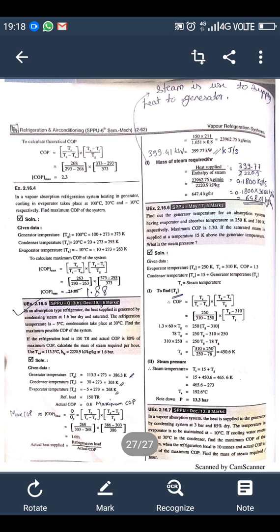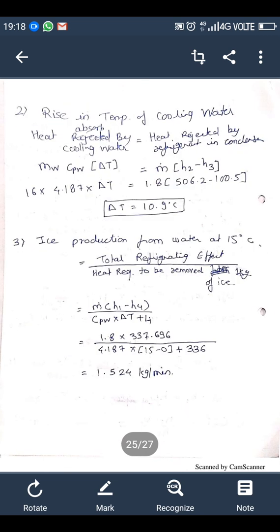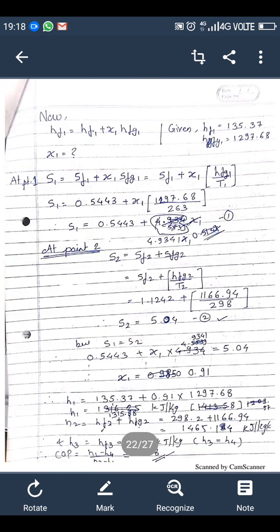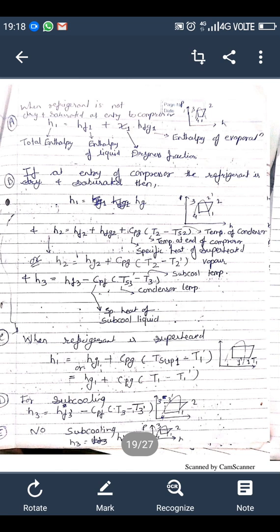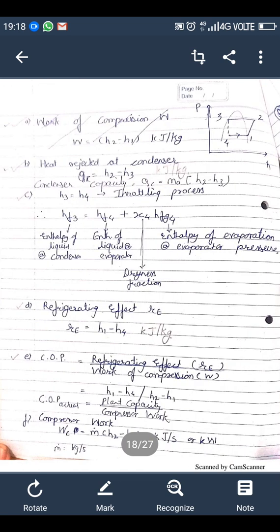In this chapter, they ask one theory and one numerical question. The numericals are also easy, not much harder. So try to do both the numerical along with the theory.